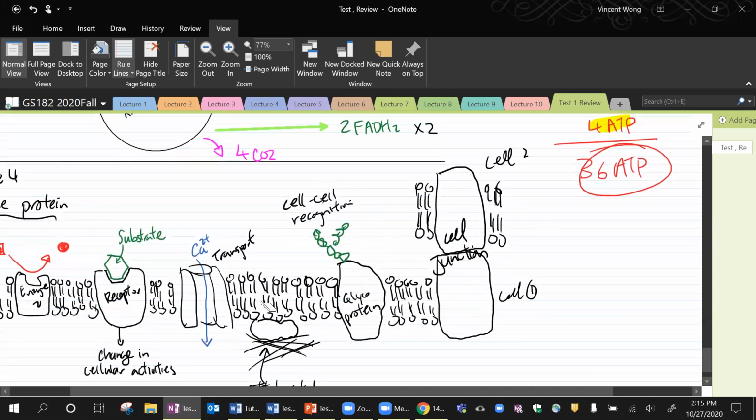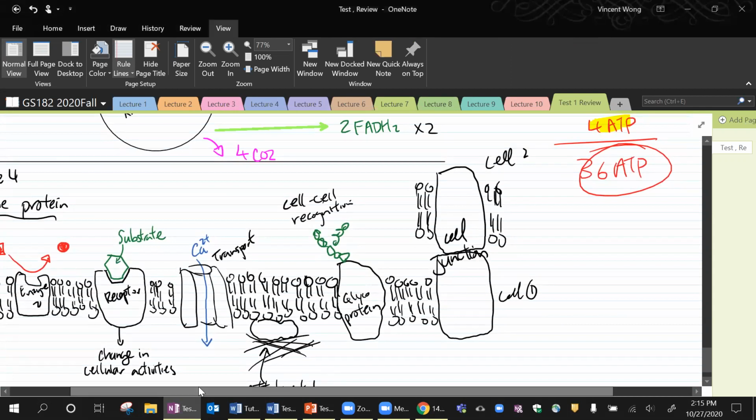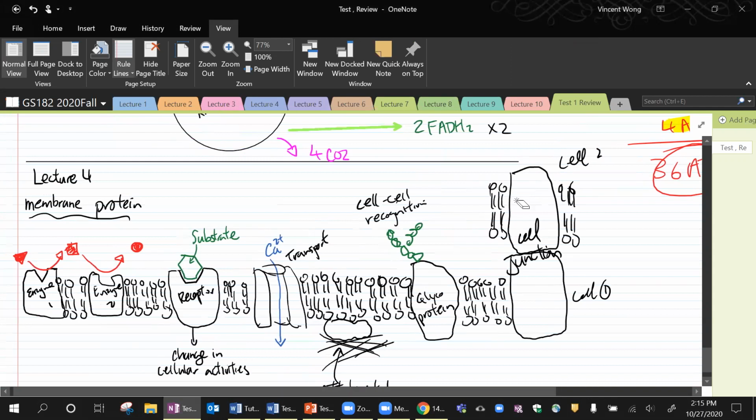Yep, the cell ID would be the cell recognition. That's correct. Okay, Edward. But if it says tight junction, is it the same thing? Yeah, a tight junction is a type of cell junction. There are different types of cell junctions.